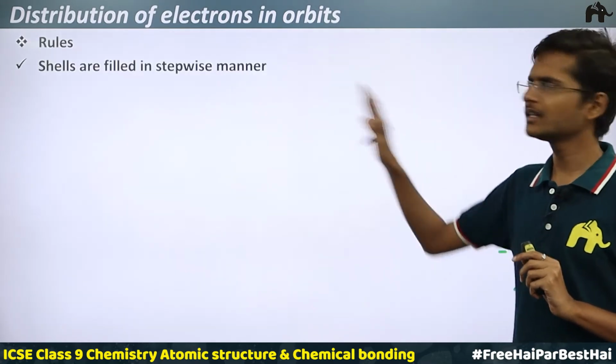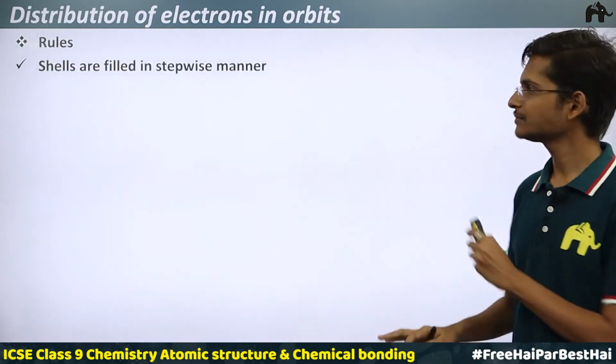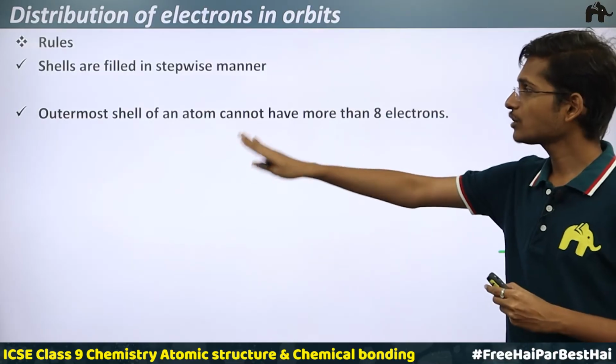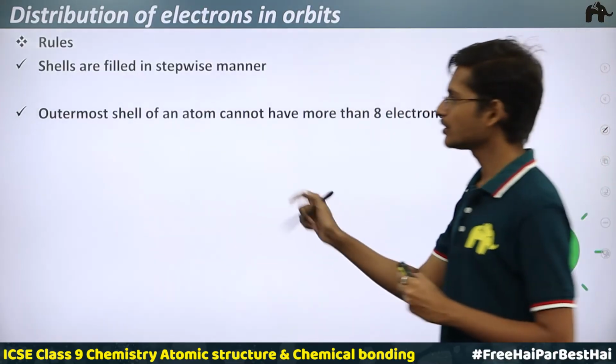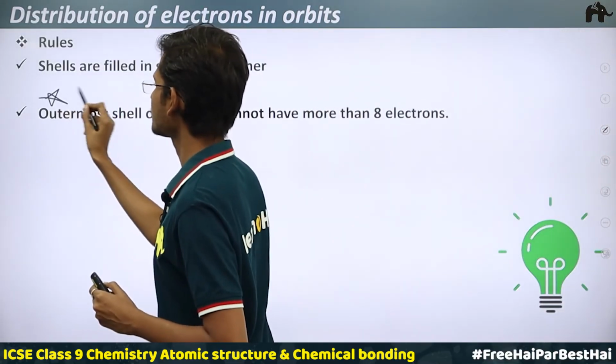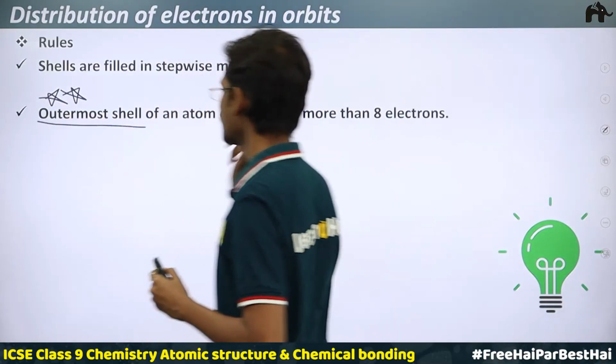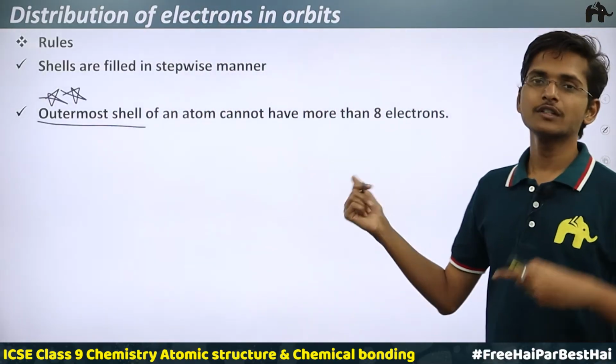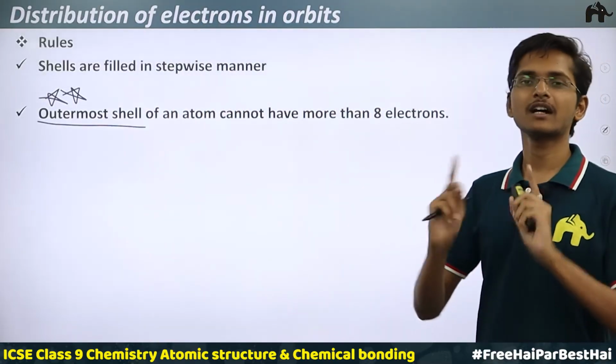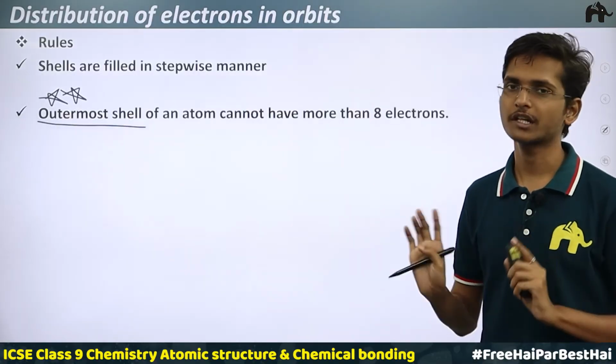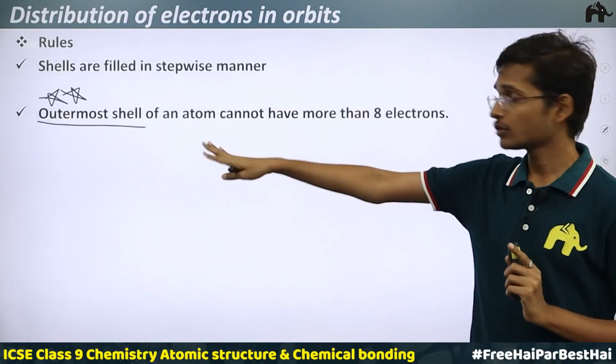Okay, they would be filled in a stepwise manner. Clear? Then the outermost shell of an atom, a very important rule. You can mark it with a star. You need to remember this. Until and unless you follow this, you will not write the correct electronic configuration of the particular atom of an element. Okay, so what is the rule?